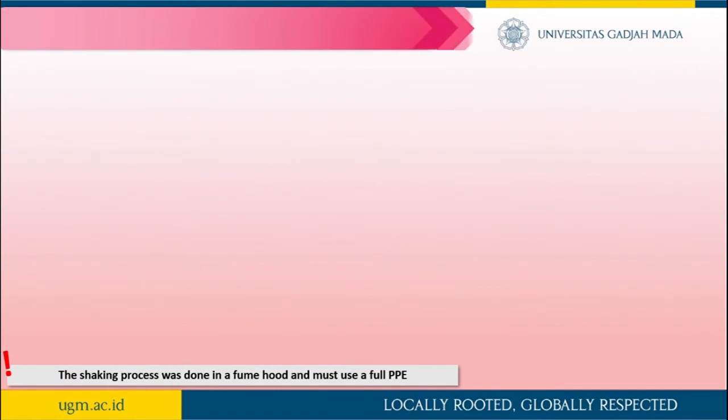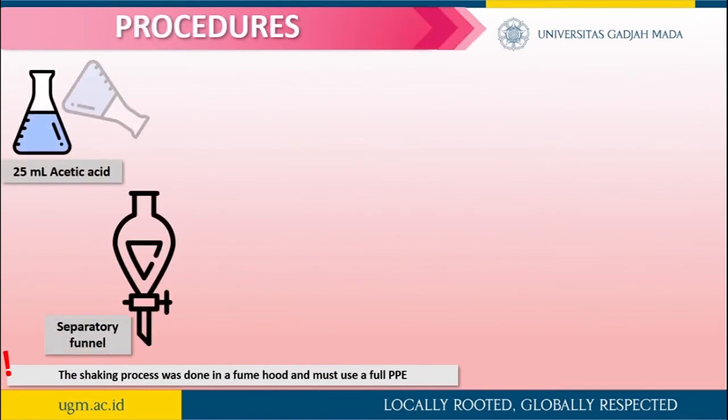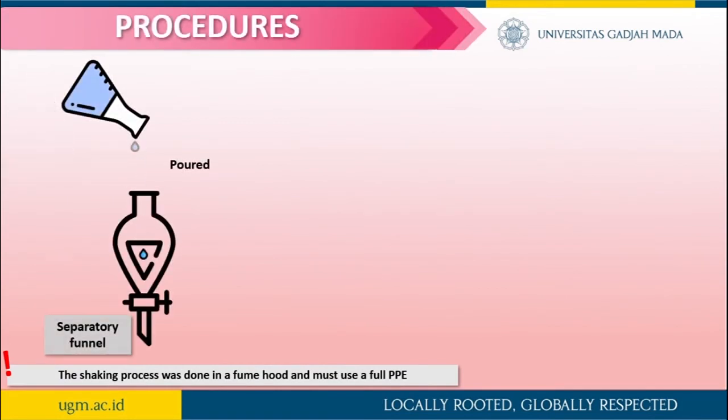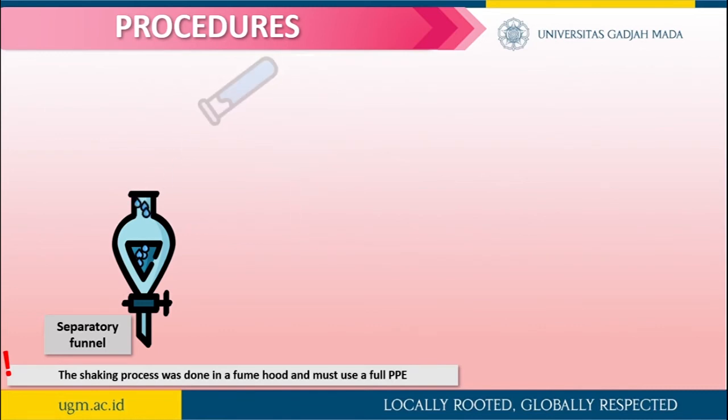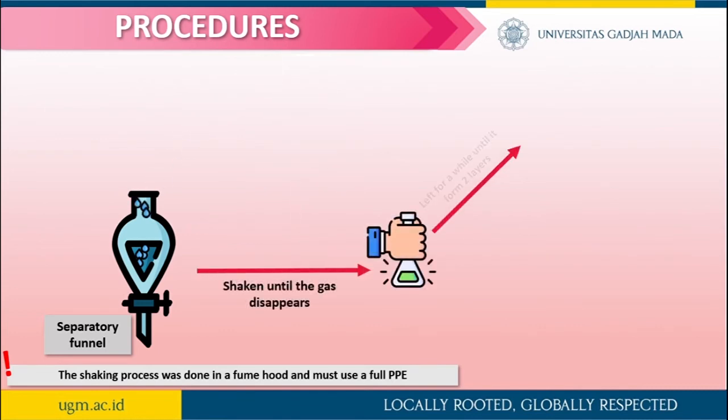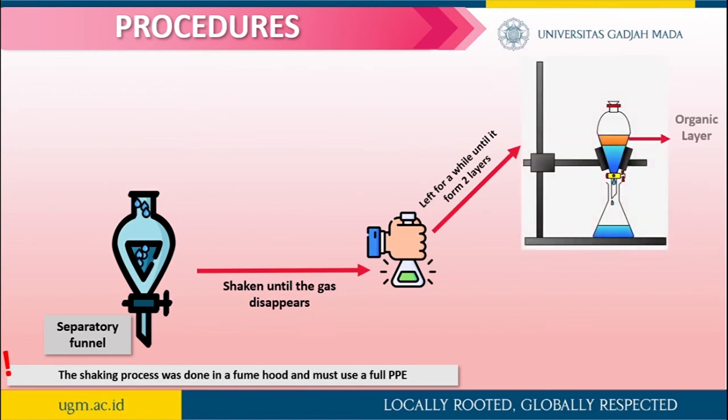In this slide, I will explain the second part. 25 milliliters of acetic acid from the beginning step and 25 milliliters of petroleum ether were poured into the separatory funnel. Then the separatory funnel was shaken until the gas disappears. Make sure the shaking is done in a fume hood or near a window, and you must use full PPE, or personal protective equipment.